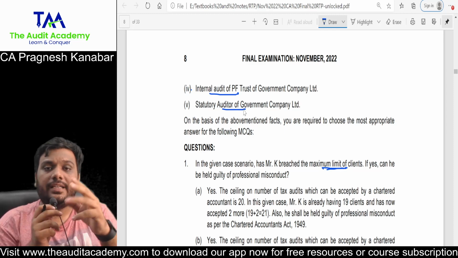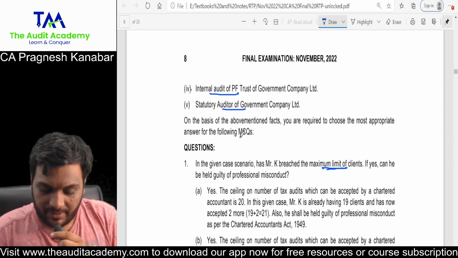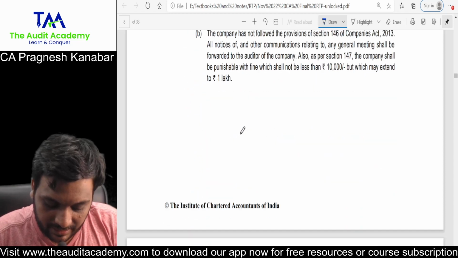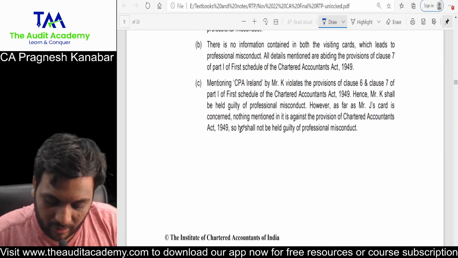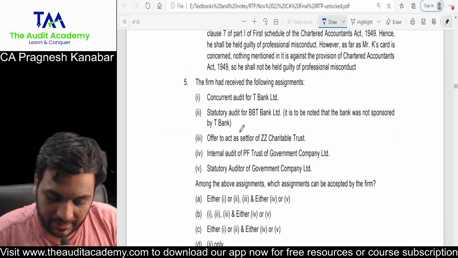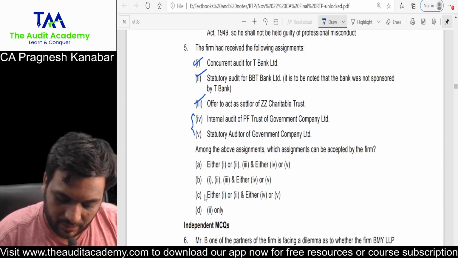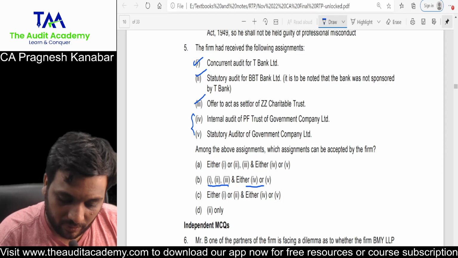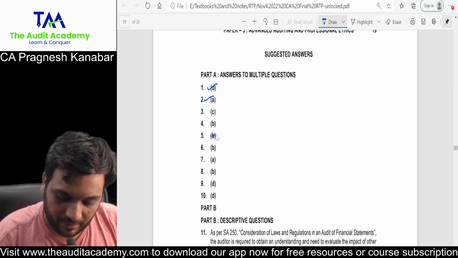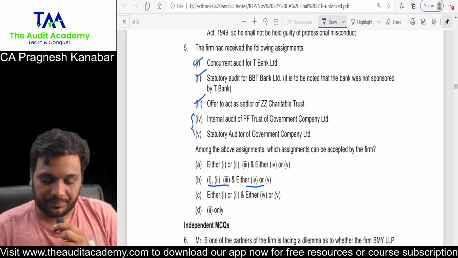All right, so over here, look at this, internal auditor of the PF trust and stat auditor of government company. So from 4th or 5th, either of these assignments can be accepted. It cannot be both over there. That is the 5th question that they have put up over there in this ethical standard. So 1st, 2nd, 3rd assignment can be accepted, and either of these. So as you can see, 1, 2, 3, and either 4 or 5 in case of 5th. All right, that is the answer over there.